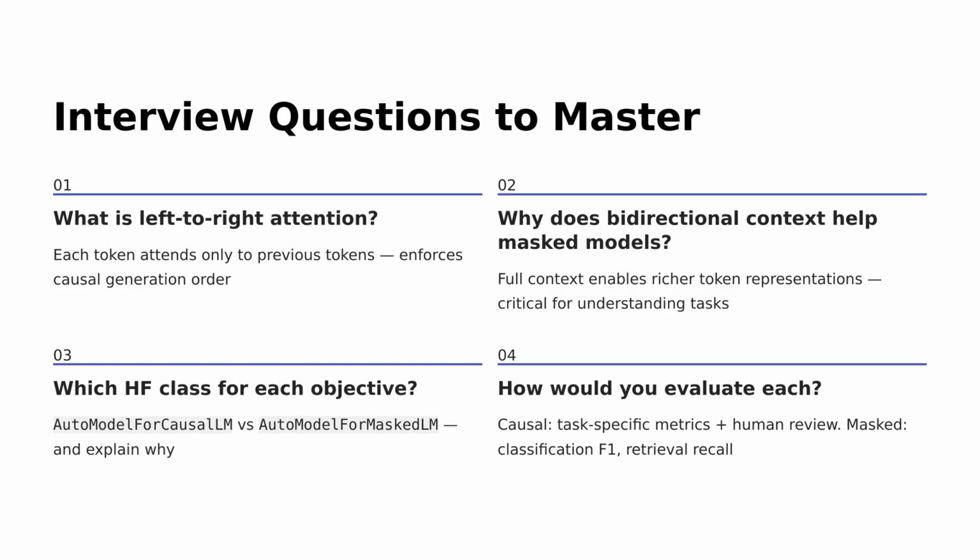Here are 4 interview questions worth mastering. First, left-to-right attention means each token can only look at earlier tokens, which preserves causal generation. Second, bidirectional context helps masked models because they use both left and right context to build stronger token representations. Third, know the Hugging Face classes: AutoModelForCausalLM for generation, and AutoModelForMaskedLM for fill-in-the-blank style objectives. Finally, be ready to discuss evaluation, from task metrics and human review to F1 and retrieval recall.